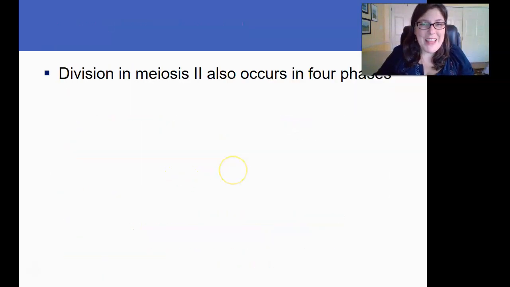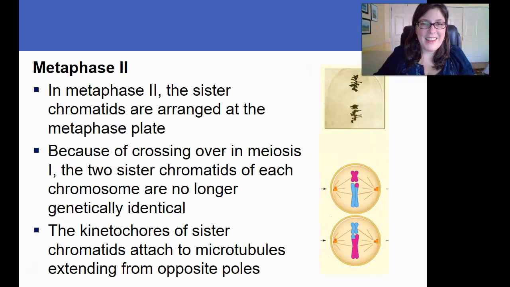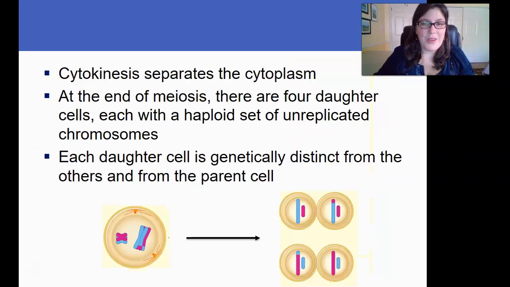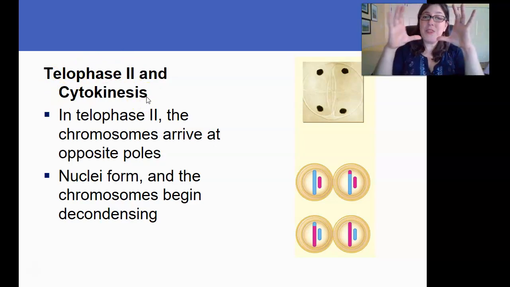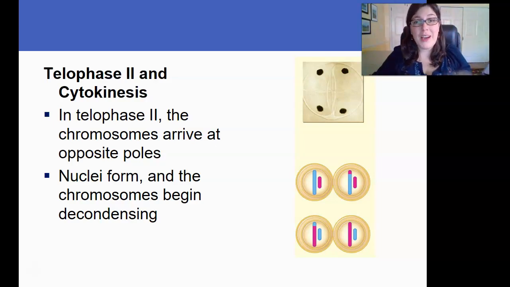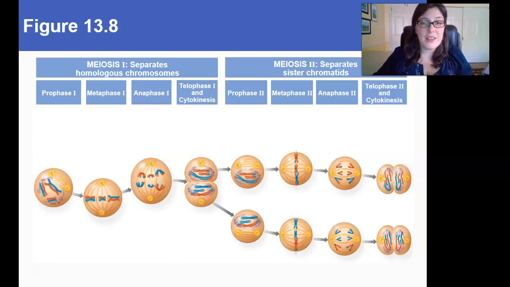So this says the same thing, everything we just went through. At the end of telophase 2, there is that second round of cytokinesis, where the physical cell membrane separates out, forming those now 4 daughter cells.